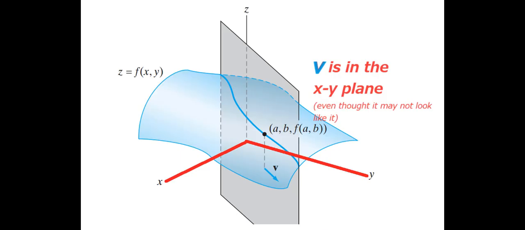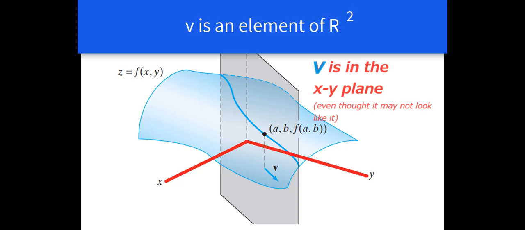Now, it's important to notice that v is an element of R2. So what does that mean? So we're thinking about this whole space. This whole space is R3, but where is v? v is in the bottom plane there, the flat plane, the xy plane. So it's important to notice that v is an element of R2.